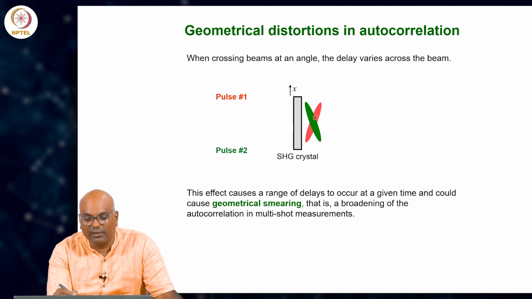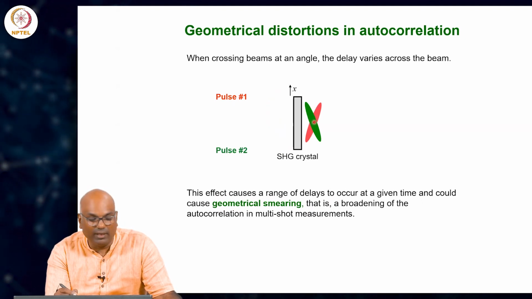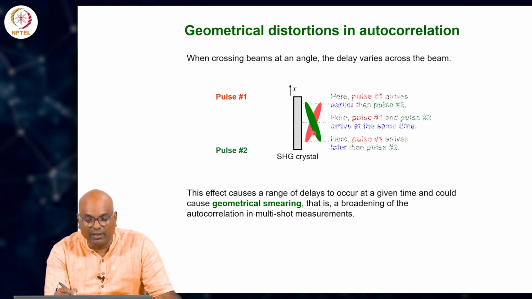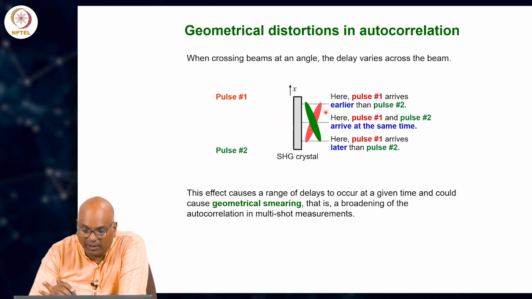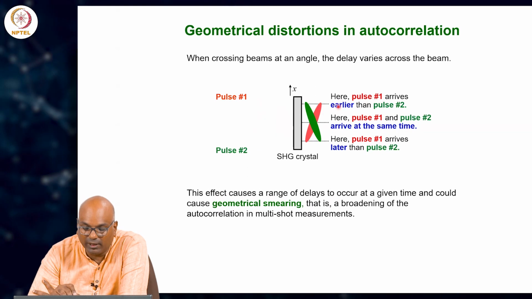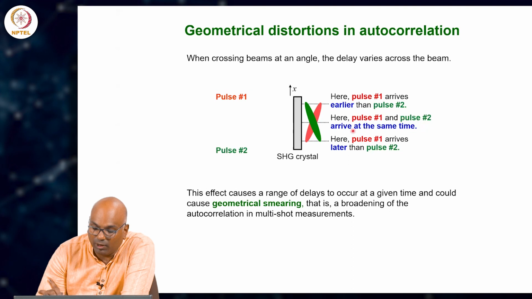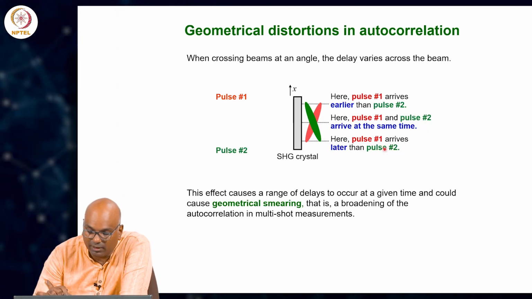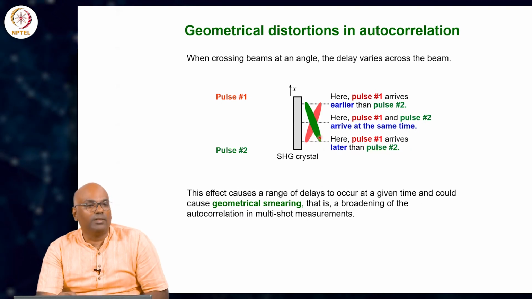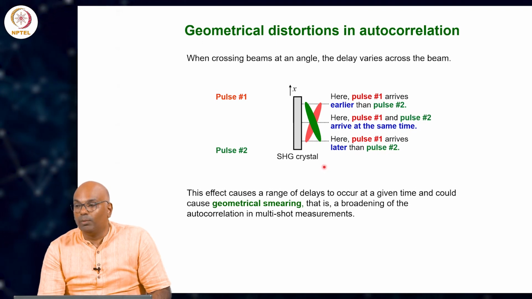In this case, the two centers of the beam are interfering, whereas in any other intermediate case, I cannot pause the simulation here, various other regions were interfering. In other words, in this region of the crystal, pulse 1 arrives earlier than pulse 2. In the central region, pulse 1 and 2 arrive at the same time. In the third region, pulse 1 arrives later than the other. This is not something we intended by design in this form of autocorrelator.